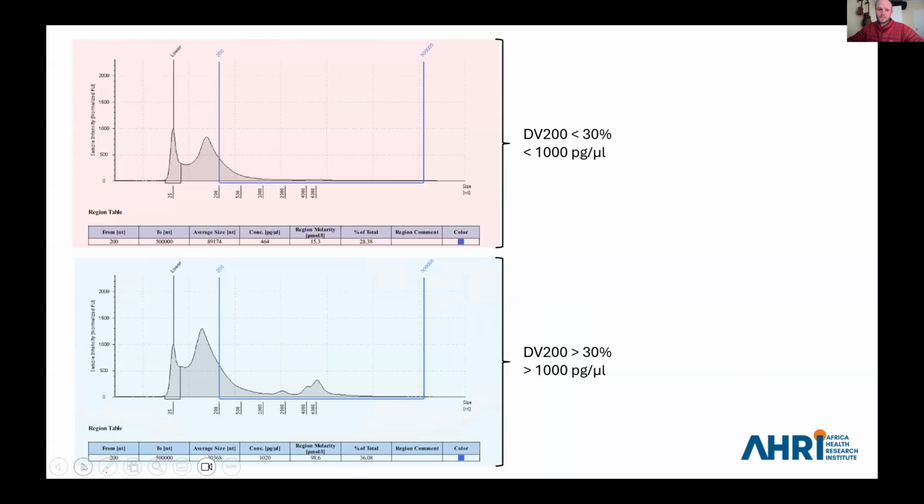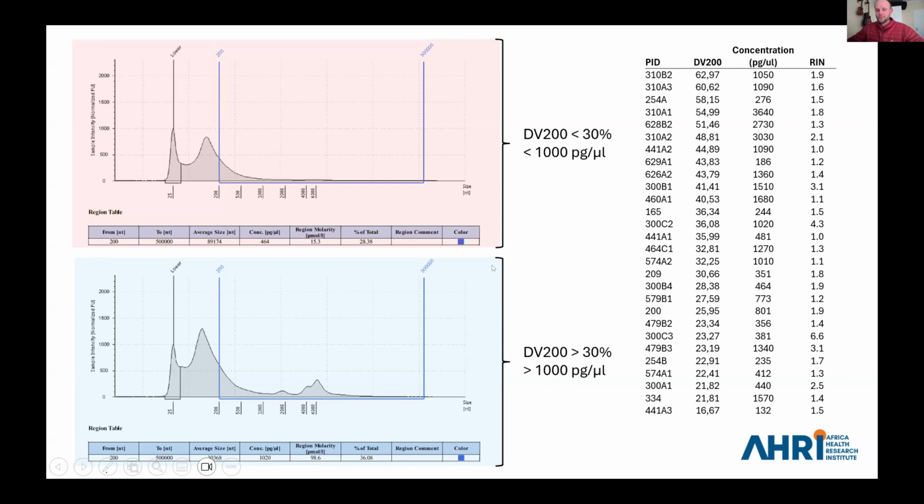So these are just some examples of the DV200 scores. You run the extracted RNA on a TapeStation, and then you're looking at the RNA that's greater than 200 base pairs in size, as a percentage of total RNA. This is an example of a sample that did not pass the QC metric, and this is an example of a sample that did pass. The sample, for example, had a score of 36%.